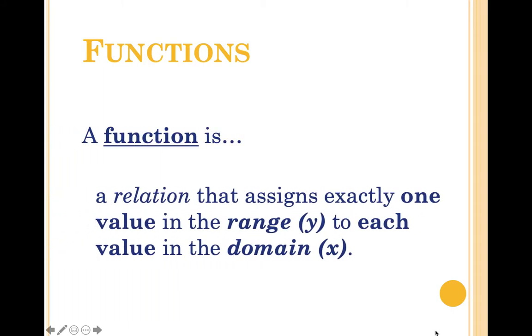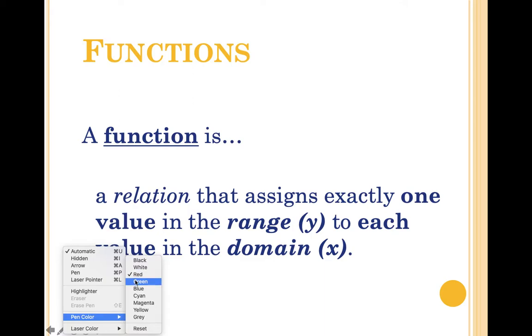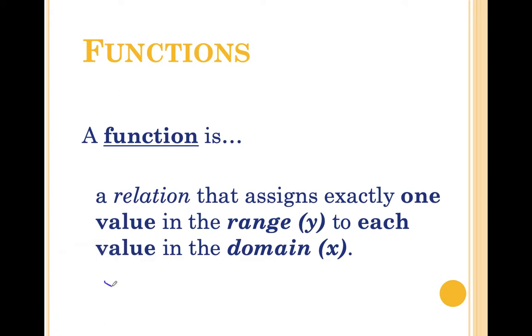A function is a relation that assigns exactly one value in the range, the y, to each value in the domain, the x. Remember that a relation is just a set of ordered pairs. So what this is saying, in easier to understand terms, is that in order for a relation to be a function, you cannot have any repeating x values. So if you see your relation and you see two x values that are the same, then it is not a function.